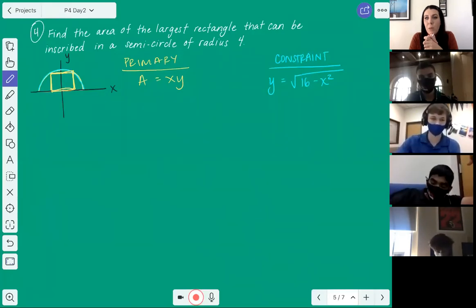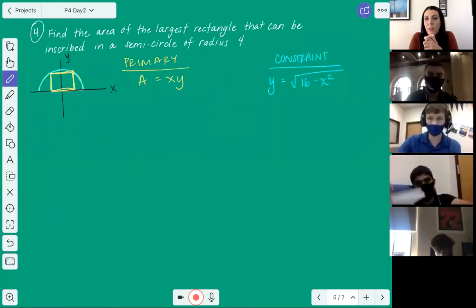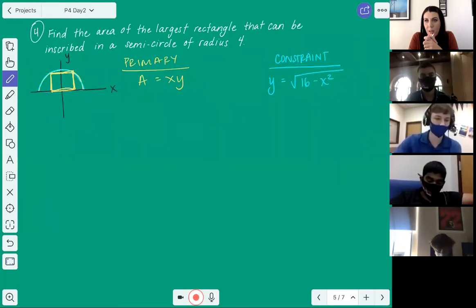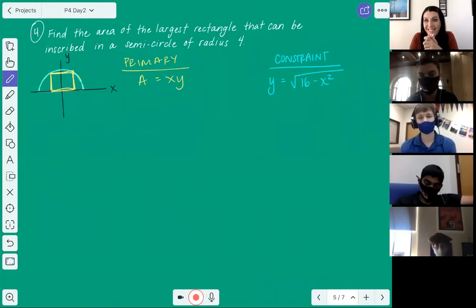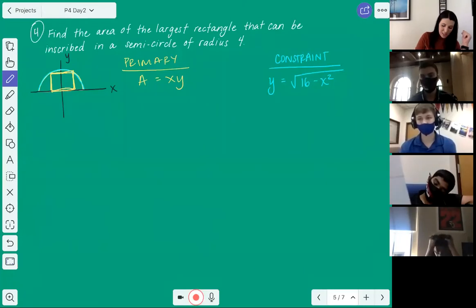If you think you know, just unmute. Josh, go. Okay, so what I was thinking is that x only accounts for the positive side. Correct. And Riley's shaking his head too. You guys are both going to say the same thing.